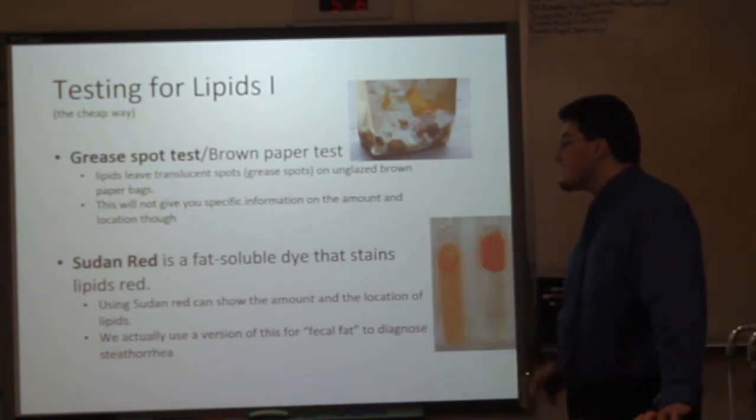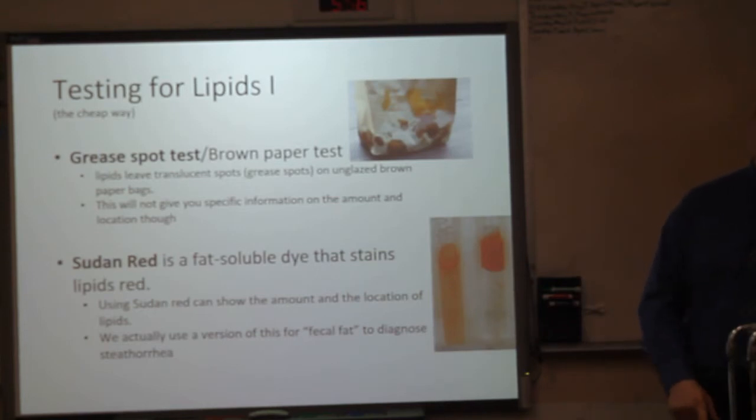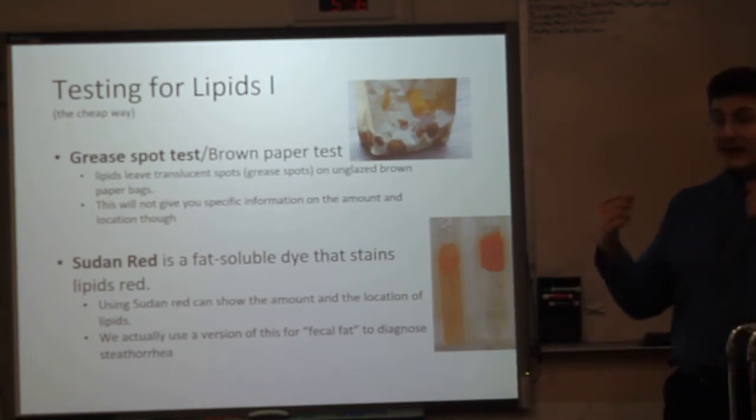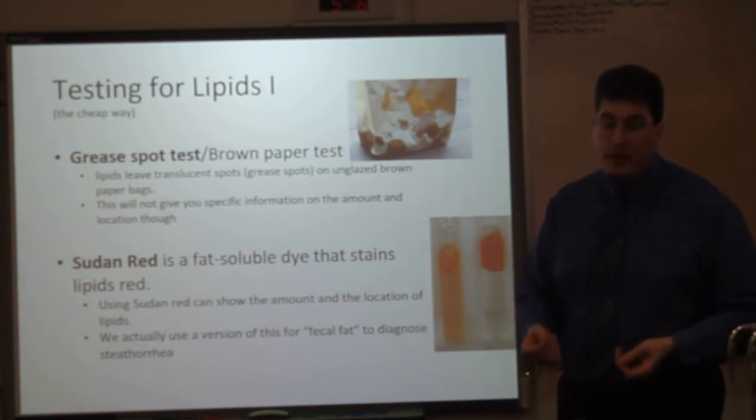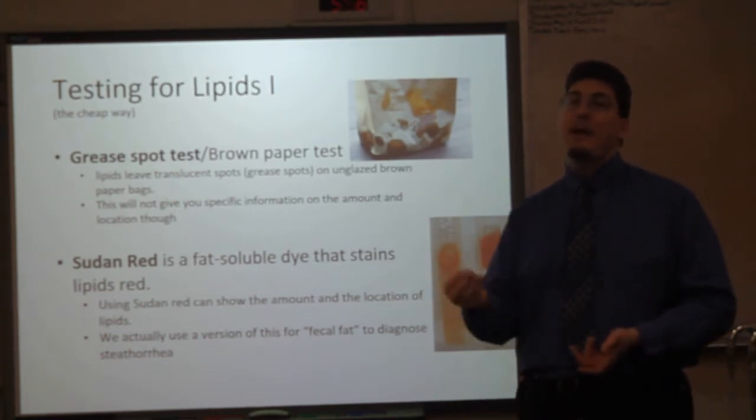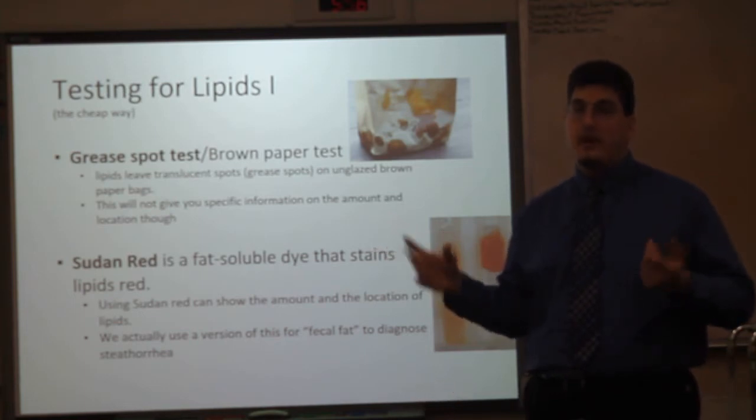Sudan red is a fat-soluble dye that stains lipids red. It is a red dye. When you add it to lipids, it diffuses through. When you add it to polar stuff like water, it just stays as a powder and it will not disperse.